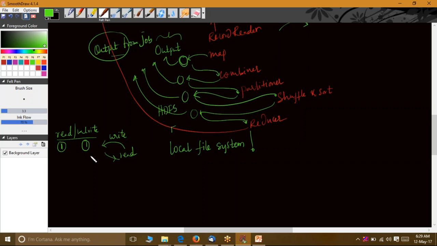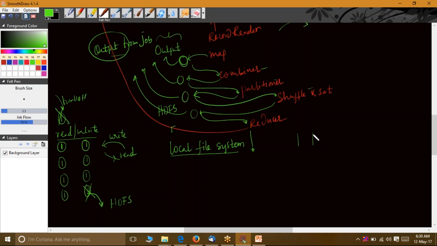Next phase, one write and one read. Next phase, one write and one read. Next phase, one write and one read. So here is one read, and this write is going to be to HDFS. And this read is from HDFS. Leaving this one and this one, all the rest are against the local file system. So there are so many reads and writes in terms of one MapReduce job.